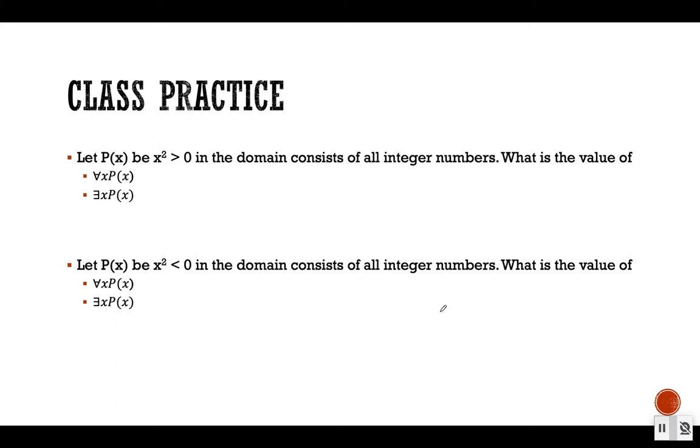So let's do some practice here. Let P(x) be a predicate where x² is greater than 0, and we have a domain consisting of all integer numbers. If it's an integer number, that means we have all negative integers, 0, 1, 2, 3, and all positive integers.